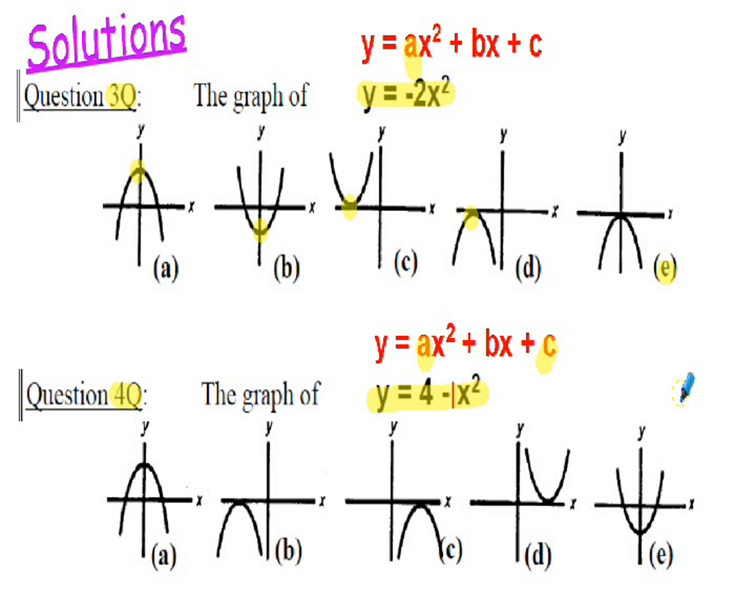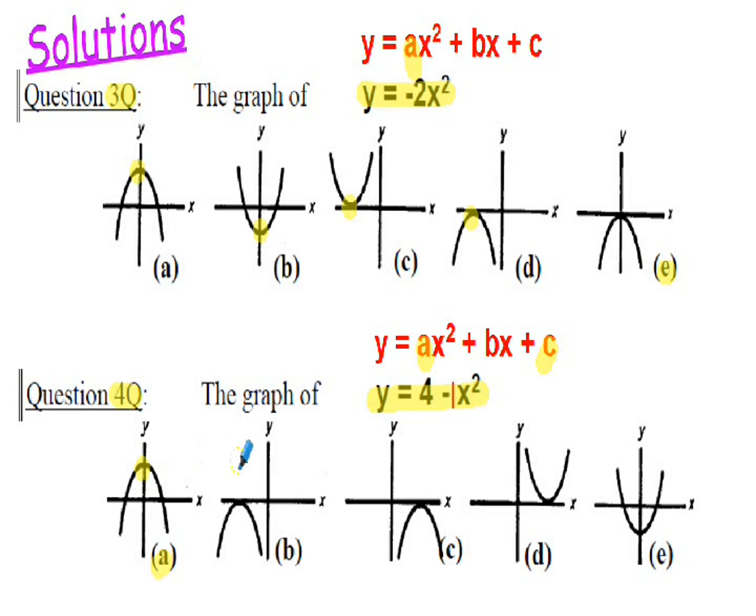There is no b, so there is no shift in the vertex. So looking at the curves, the only solution we can have is A. A shows the vertex passing through 4. It's of a hat shape and it's symmetrical about the y-axis.